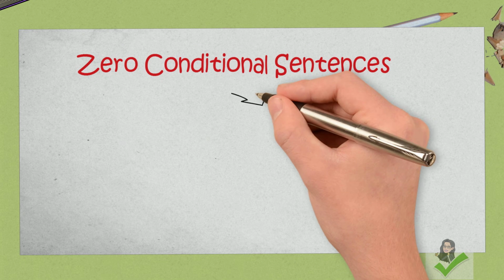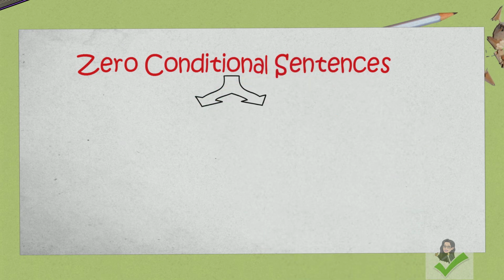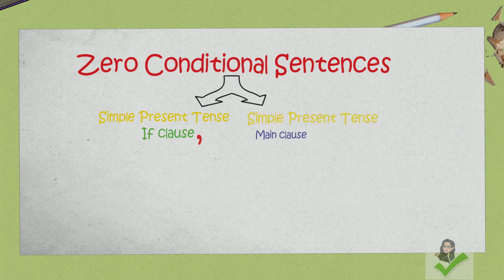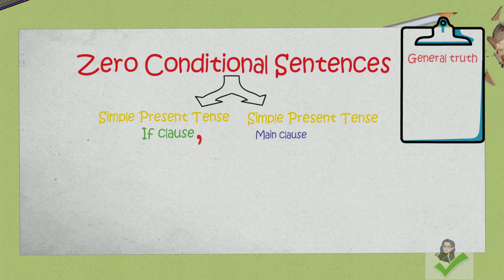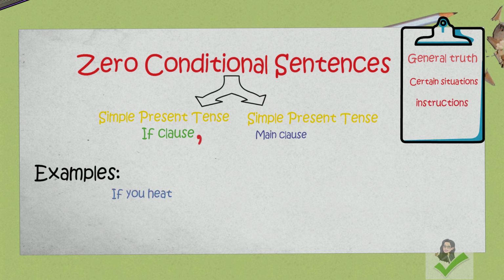The zero conditional sentences. When using this, use the simple present tense in the conditional clause or the if clause and in the main clause. These types of sentences are used to refer to general truth, situations that are real and possible, or to give instructions. For example, if you heat water, it boils.